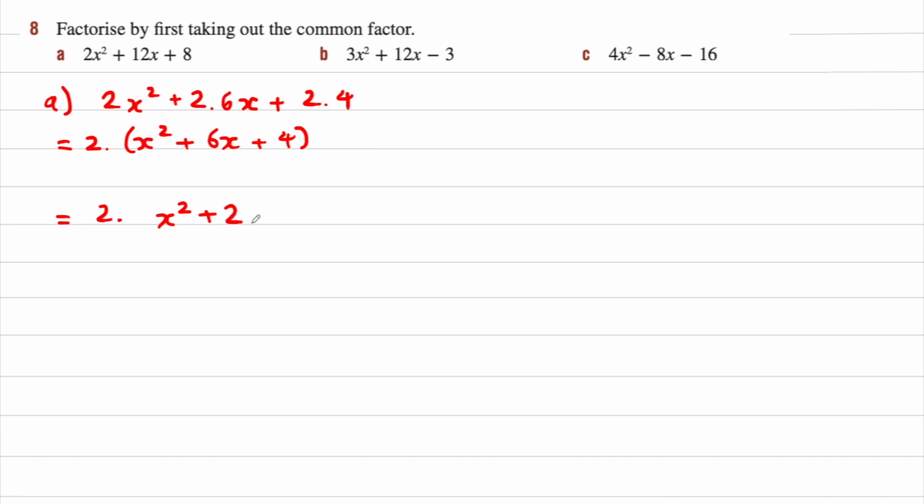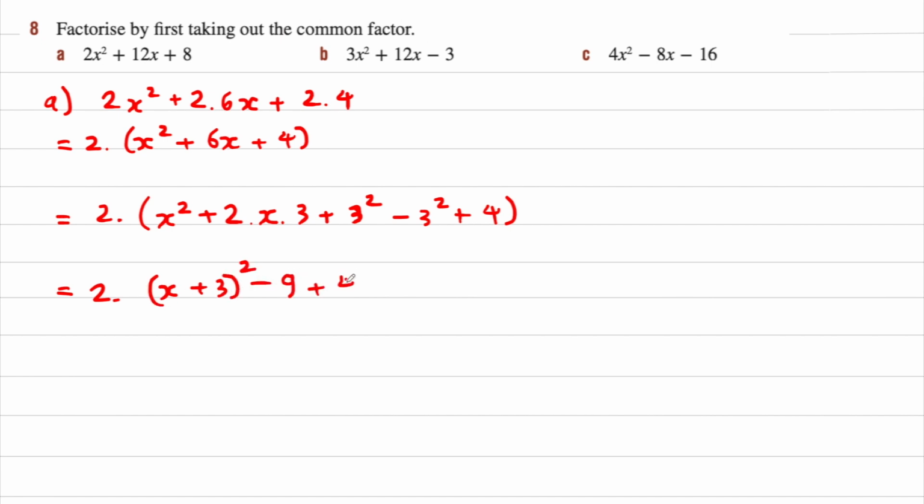x squared plus 2 multiplied by x and 3. The next number will be 3, so plus 3 squared minus 3 squared at the same time, and plus 4. Copy that. Now you have the first 3 terms inside the bracket, which give x plus 3 squared, and the other part outside is minus 9 plus 4.